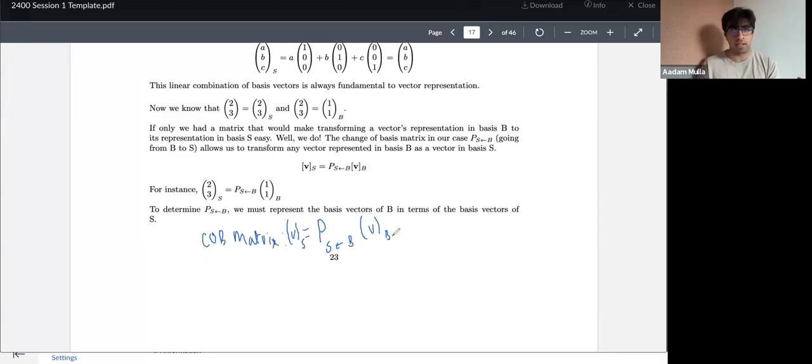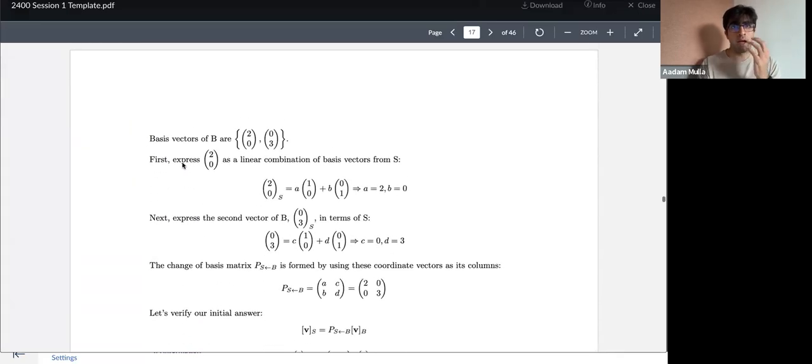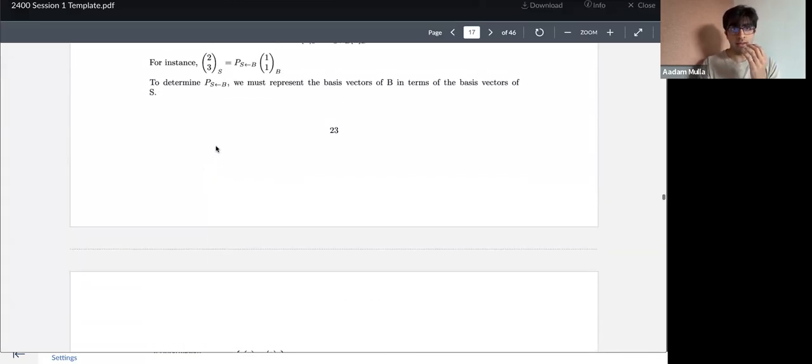Not the other way around. That wouldn't make sense, right? I'm coming from B, so I know my basis vectors in B. Let me represent them in terms of S, okay? That probably made no sense, but let's see an example. Okay, so here's how we're going to find B to S.